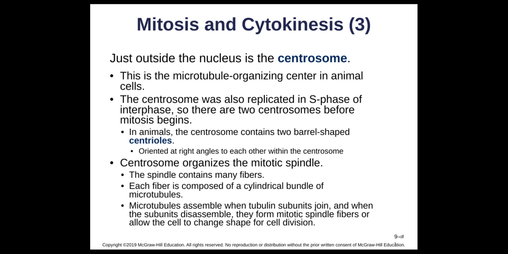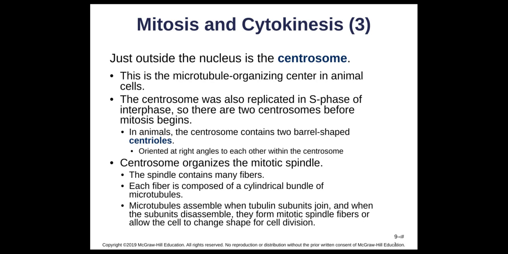So just outside of the nucleus is something called a centrosome. The centrosome is the microtubule organizing center, this little control box for microtubules in animal cells. We made a copy of this during the S phase, so now there are two. We can think of these like barrel-shaped things in animal cells, oriented at right angles to each other. And we call them centrioles.